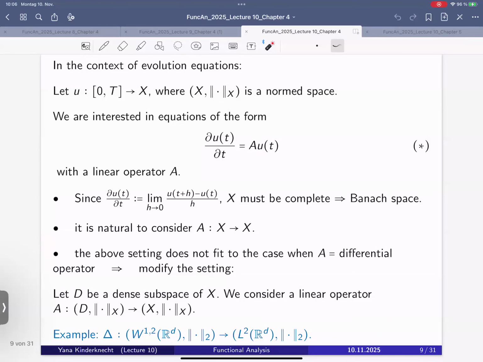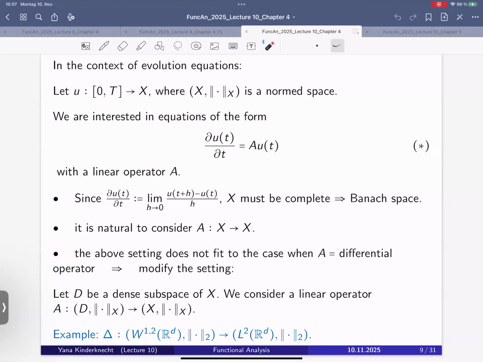So the idea is to modify the setting. We modify it in the following way. We consider the operator A as a mapping from a dense subspace of X endowed with the norm of X into X. As an example, I have written the following. We may consider the Laplacian as an operator in the Banach space X, which is equal to L2 of R^d with L2 norm. And the Laplacian is defined not for all elements of L2, but on a dense subspace of L2, namely the Sobolev space, with the norm of L2.